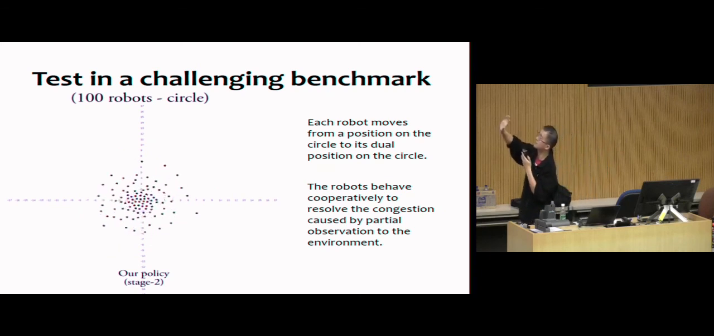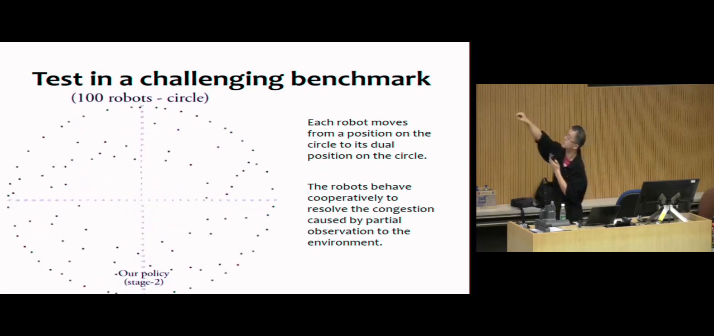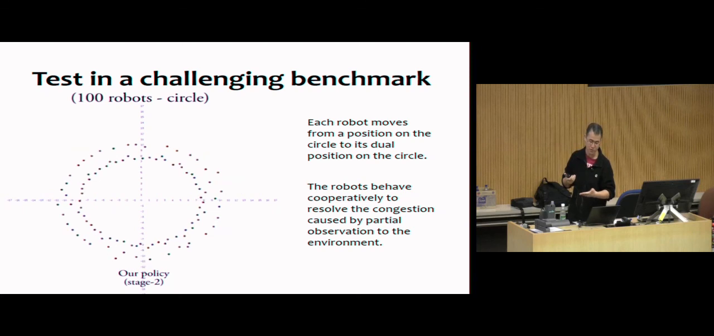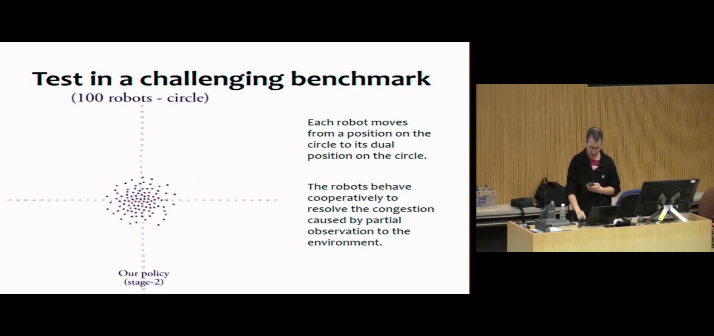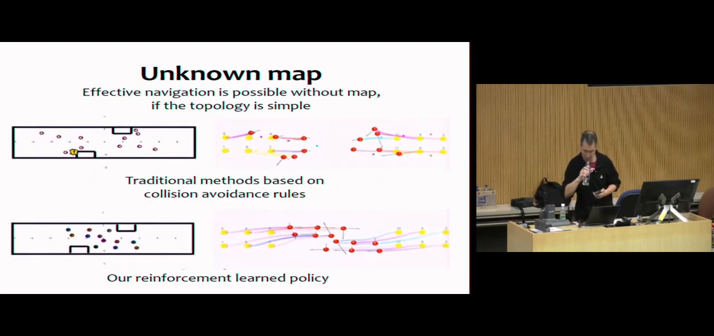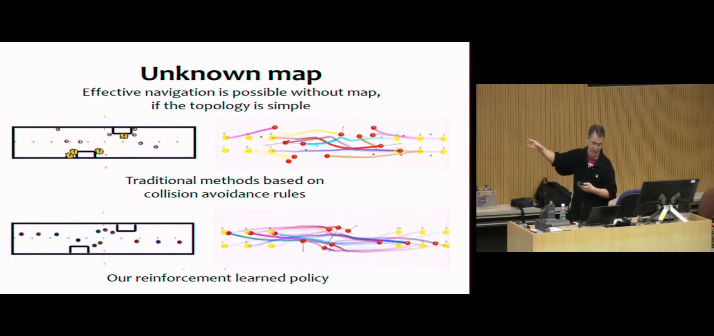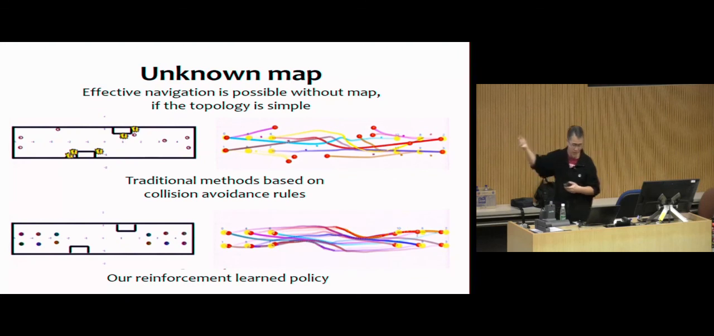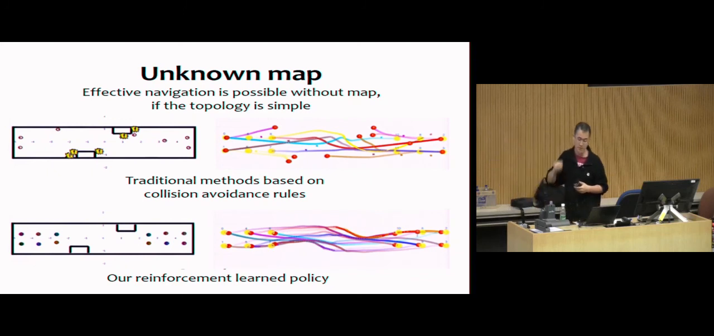As you can see, they will have congestions in the middle. However, because they have very good skills to avoid collisions, they can release these congestions well enough. Also, our method allows the robots to navigate in environments with some obstacles, where we don't know where the obstacles are. As you can see, the second one is our algorithm. It can leverage the narrow passages much better than the traditional control-based algorithms.